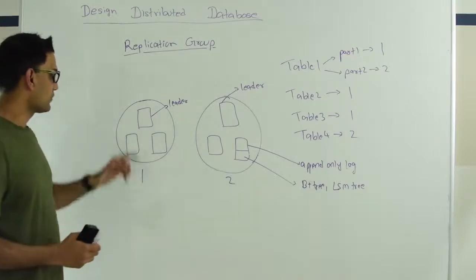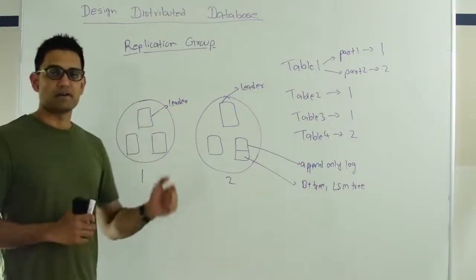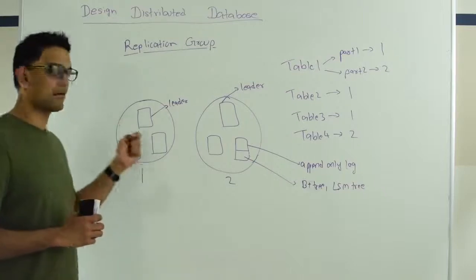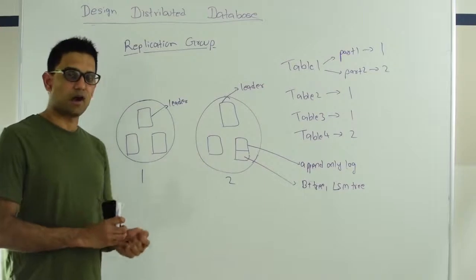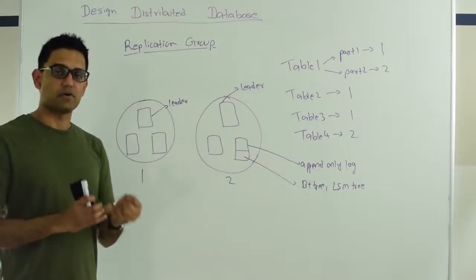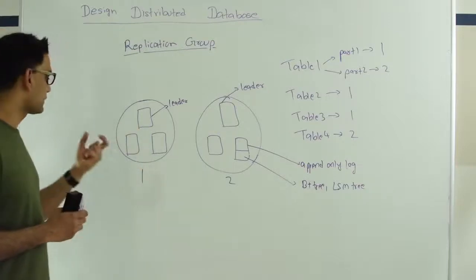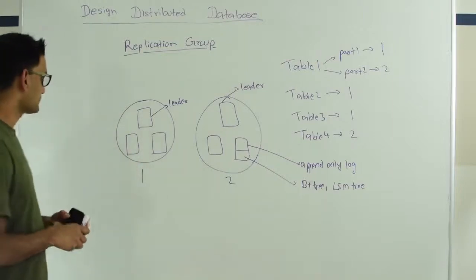Inside every replication group, there will be one and only one leader, and every request, every get, every put, every delete, and every list will go through that leader. And that's why our system is strongly consistent, because every replication group has one leader and every request is going to go through that leader. So we have one leader and 2 followers, and these followers try to stay in sync with this leader.